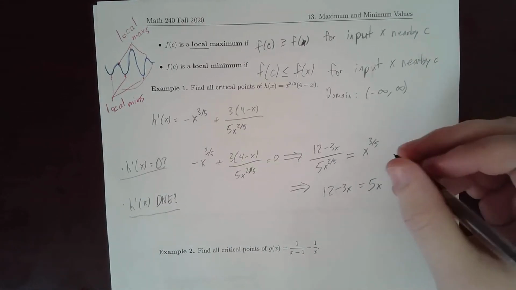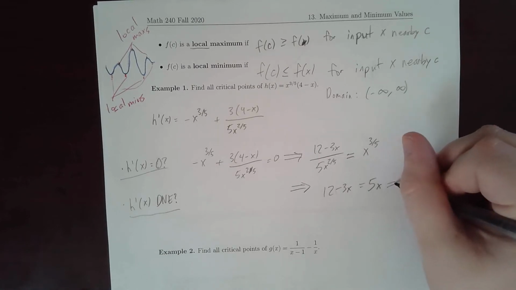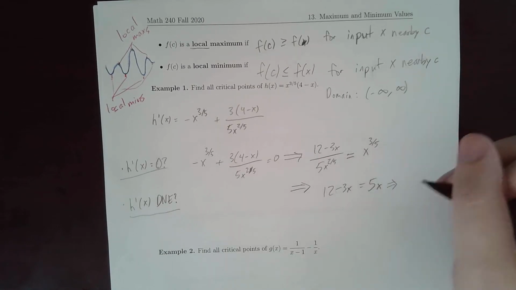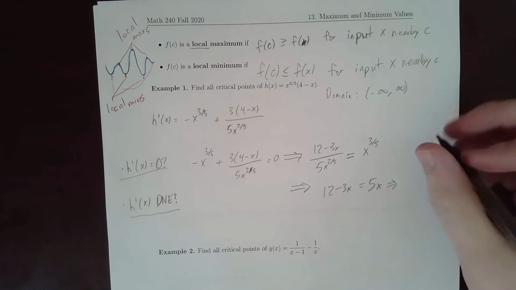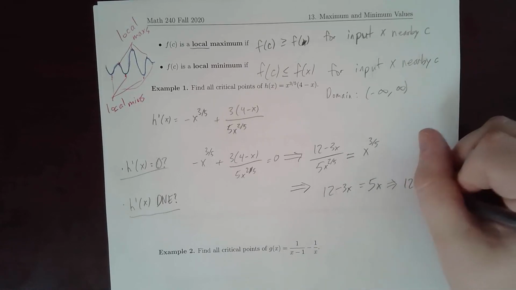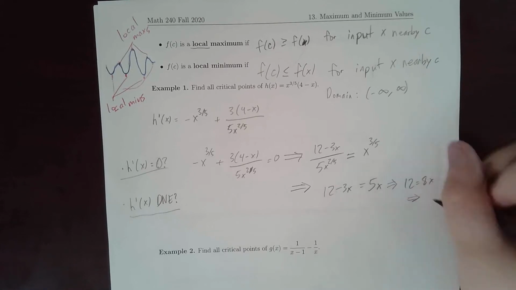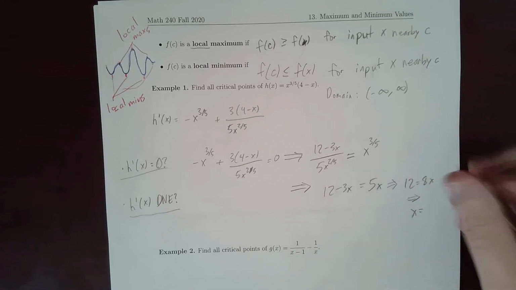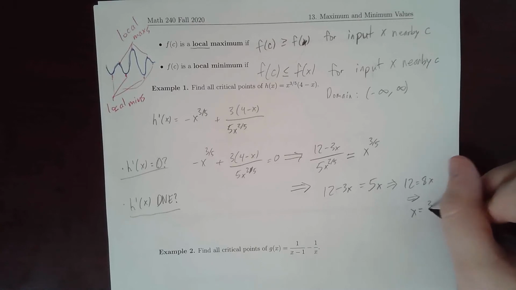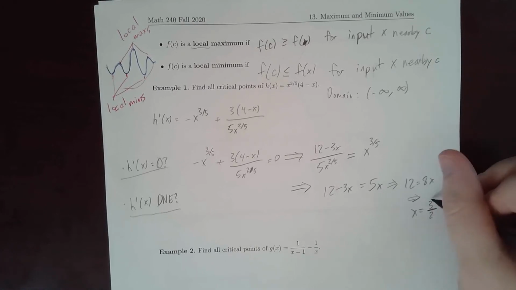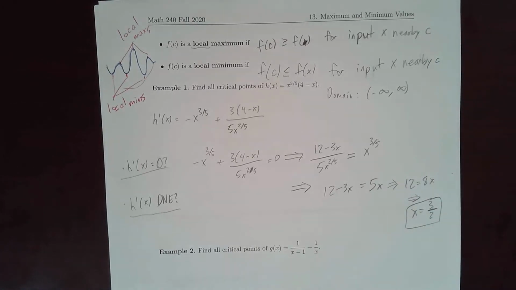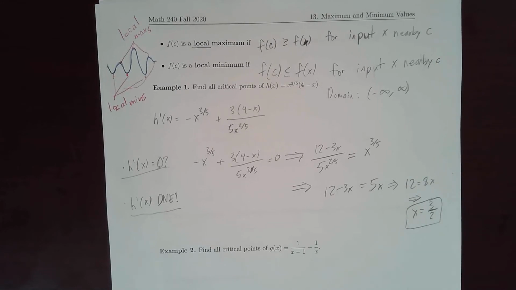Now from here we can go ahead and rearrange this a little bit further, add that 3x over to the other side, and we'll get 12 equals 8x, and then dividing will give us that one of our critical points is x equals 12 over 8, or just 3/2 when we reduce. So this is one of our critical points.